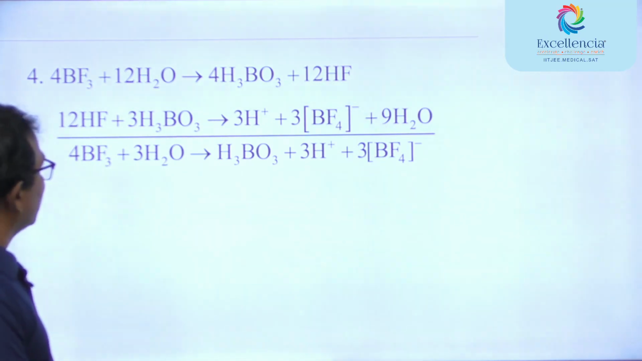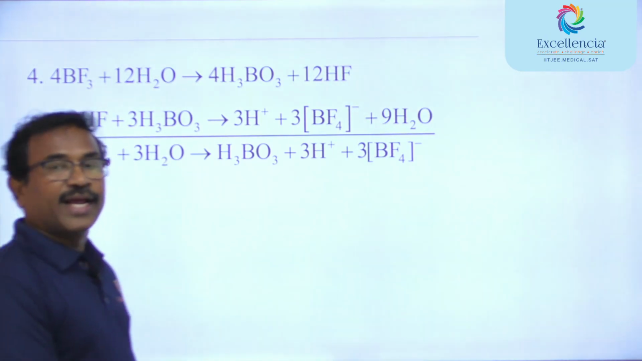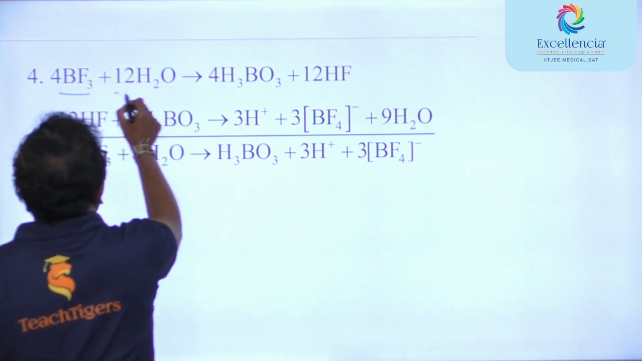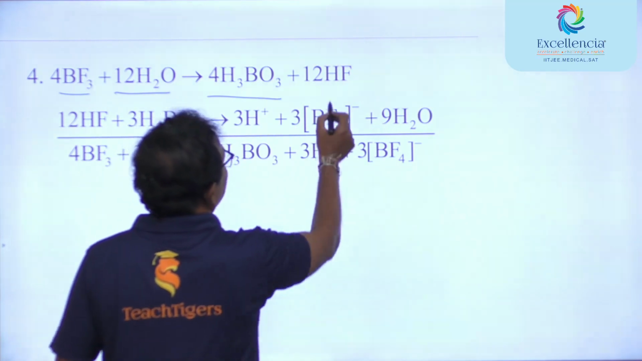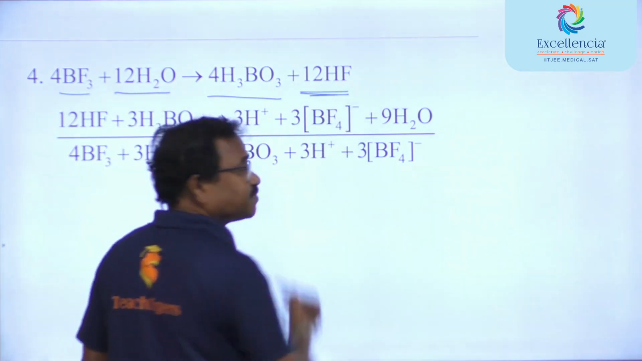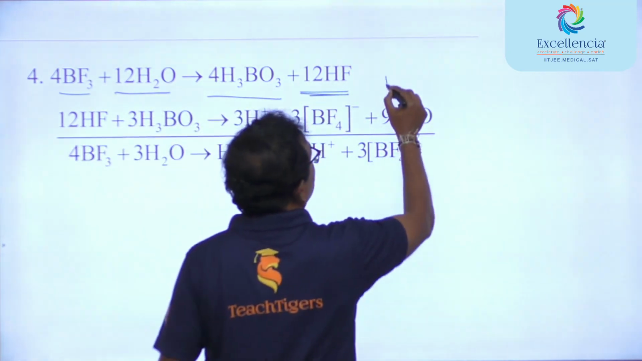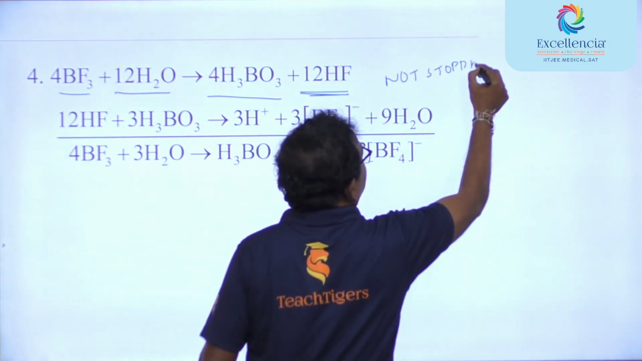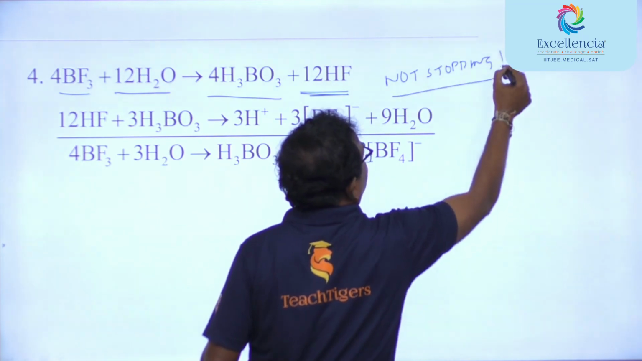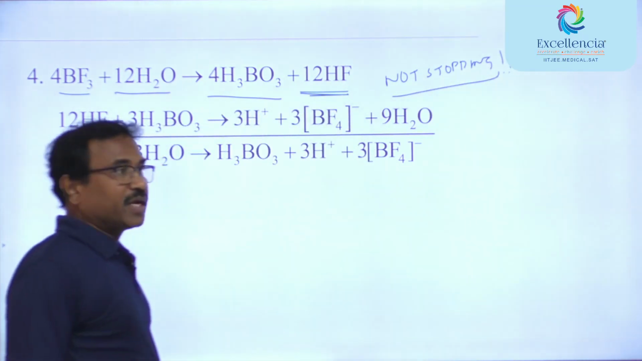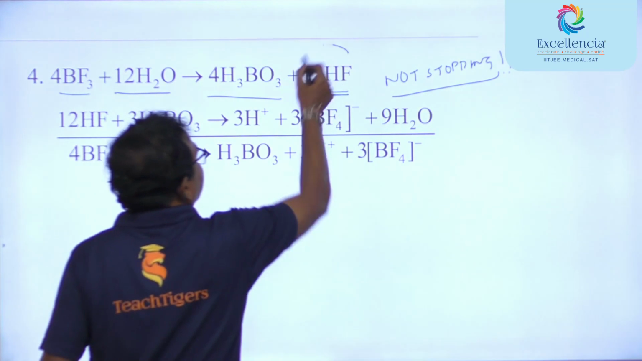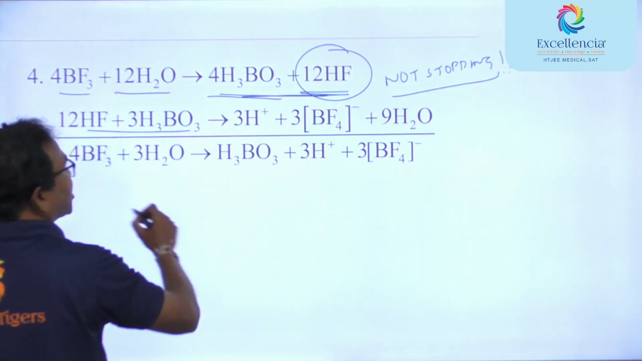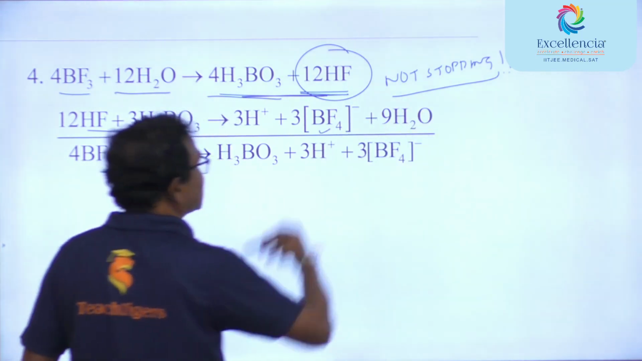Now, what do we know about this? Let us understand the reaction, what is happening here. BF3 with 12 waters is giving rise to boric acid and HF. The reaction is not stopping here. In the second reaction, you can see this HF and the products are again reacting to give rise to BF4 minus and all this stuff.